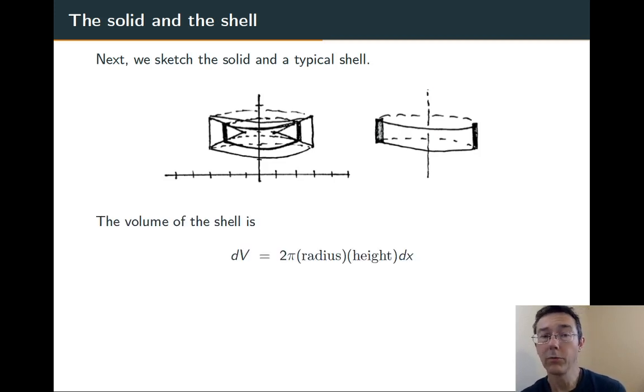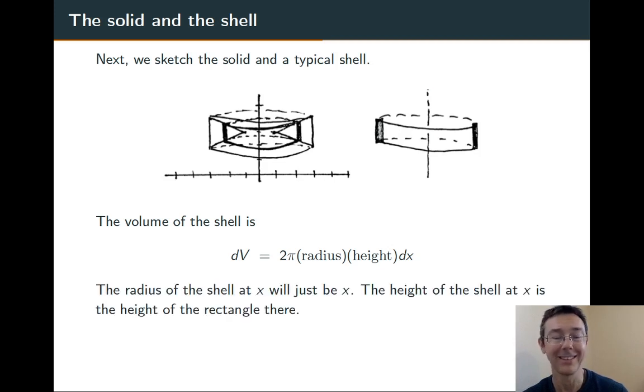The general formula for the volume of a single shell is dV equals 2 pi times the radius times the height times the thickness, dx. The radius of the shell at x is just x, the distance from that vertical rectangle to the axis of rotation. The height of the shell is going to be the height of the rectangle, so it's going to be top curve minus bottom curve.